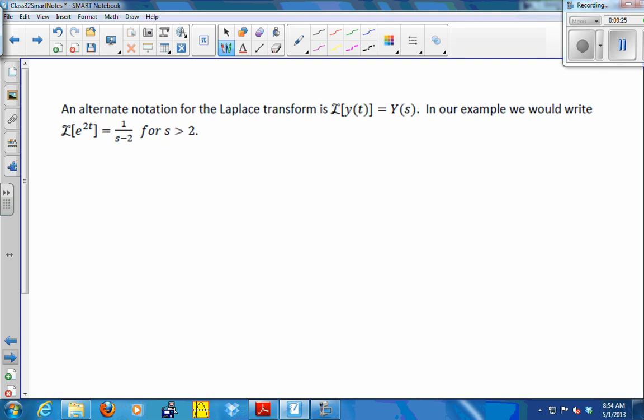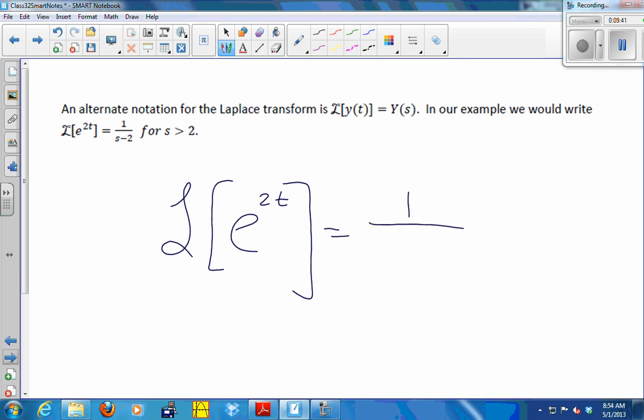Okay, so the notation we use for the Laplace transform is a cursive L. So I would write the Laplace transform of e to the 2t, which I just calculated, was 1 over s minus 2. You write it like that. Thank you. It's an L. L for Laplace. No, it's just an L.